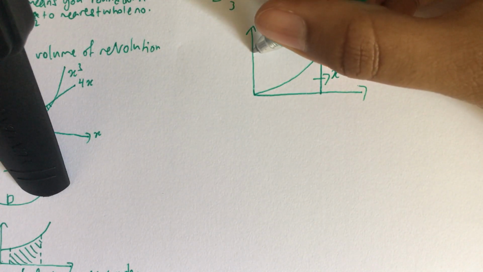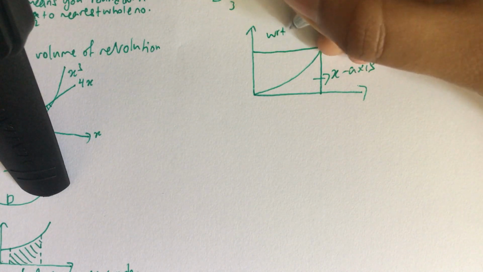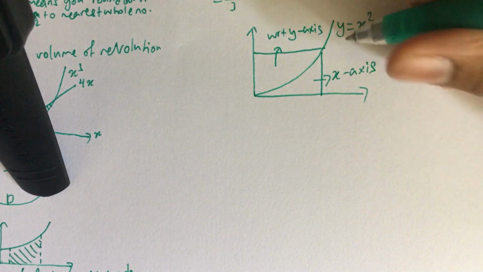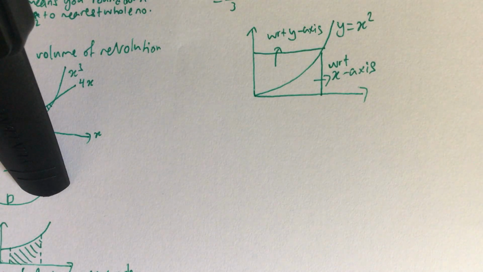You make x the subject of the equation, and then you do integration with respect to y. And then you can find the area between the curve and the y-axis. Okay, it's cool.